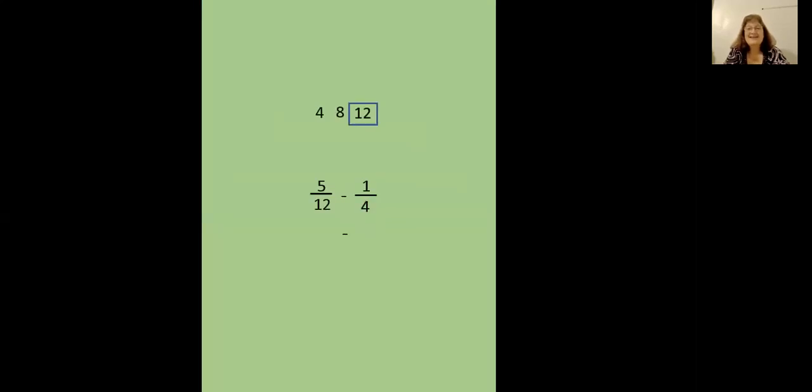The lowest common denominator on this one is 12. 12 goes into 12 one time. 1 times 5 is 5. 4 goes into 12 3 times. 3 times 1 is 3. 5 minus 3 is 2, and that goes over 12. However, that can be reduced down to 1 over 6.